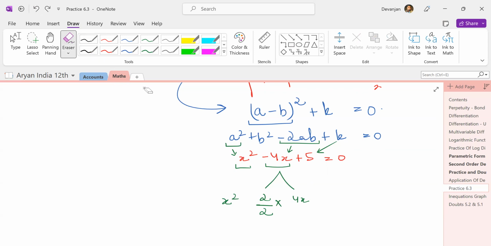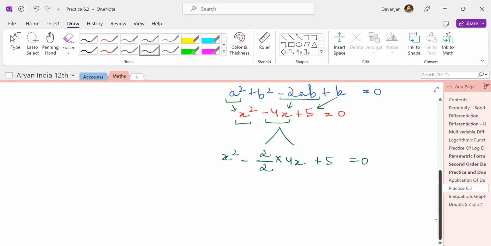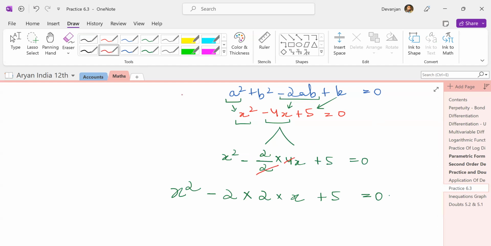Just 1 second, I'll remove the minus from here. Rest of the thing will remain as it is. Clear with this part? What did we do? We split the middle term, minus 4x, in such a way so that I can make it look like a minus 2ab. Now, if you solve it, you will get x square minus 2 into 2x plus 5, because I can cancel these two.